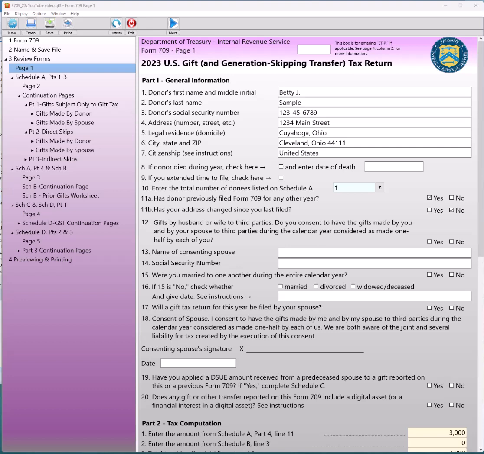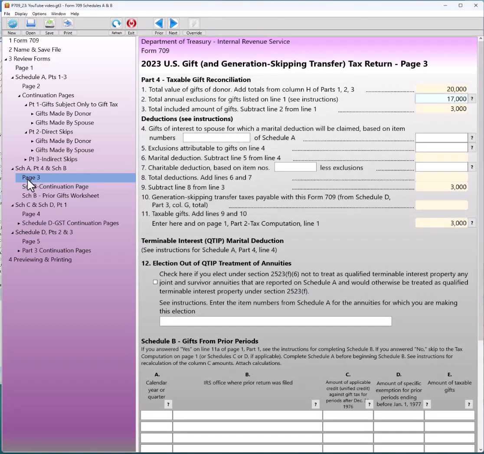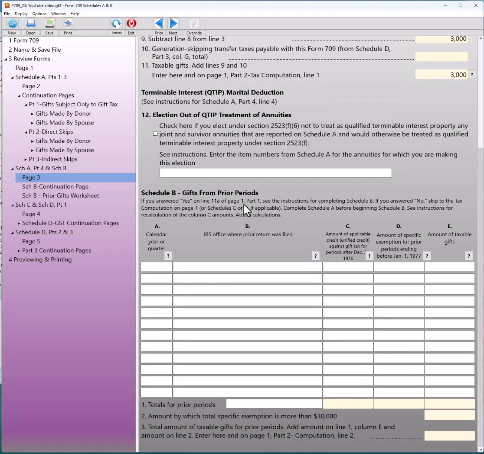First thing is, we'll go down through the return. It's only 5 pages long, so it's not a big deal. I'm going to go down the 5 pages. It's a short return, and Schedule B, for example, I'll bring that up on the screen. We'll go to Schedule B. That is for gifts from prior periods. Okay. We're not going to have any gifts from prior periods. We're assuming this is the first time this donor has ever made a gift.